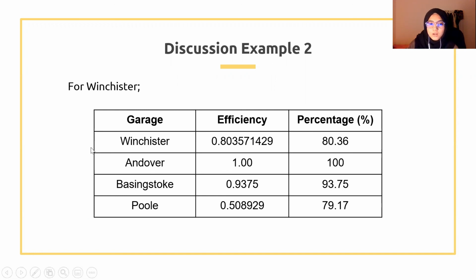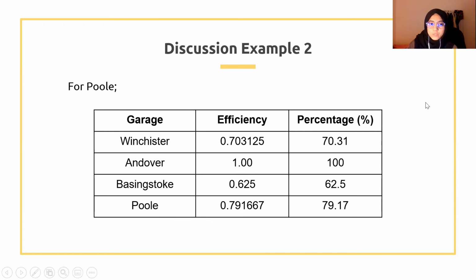So we are going to compare with Andover, which has an efficient CCR of 1, equal to 100%. The next one is Andover, which has efficiency equal to 1, so we can say that the CCR is efficient. The next one is Basingstoke. You can see the efficiency for Basingstoke is 1, so we can say that the performance for Basingstoke is efficient, which is 100%.